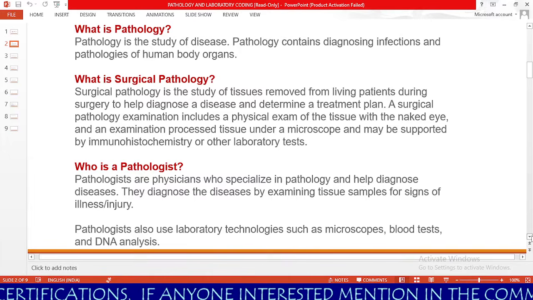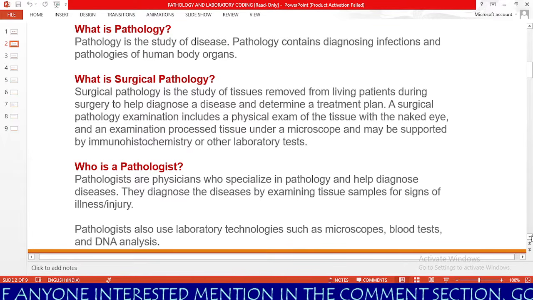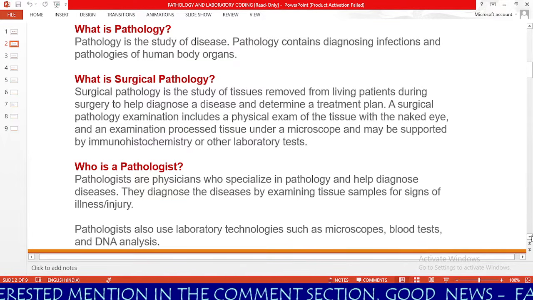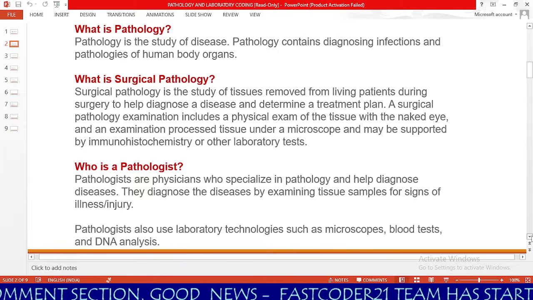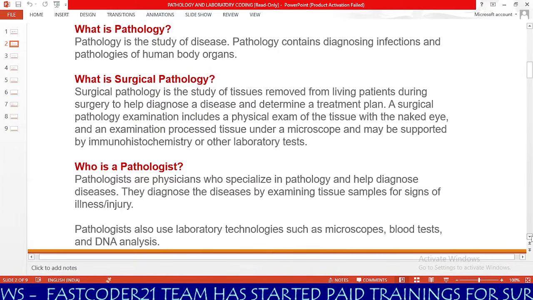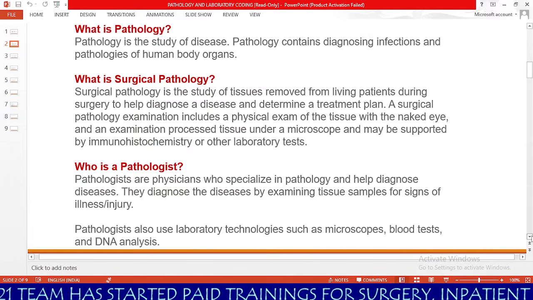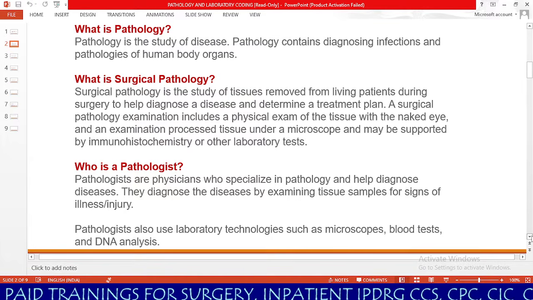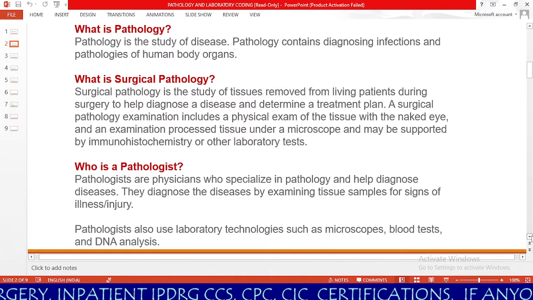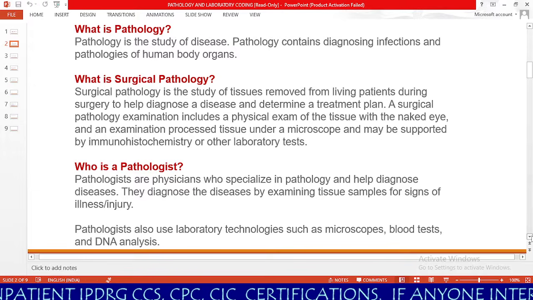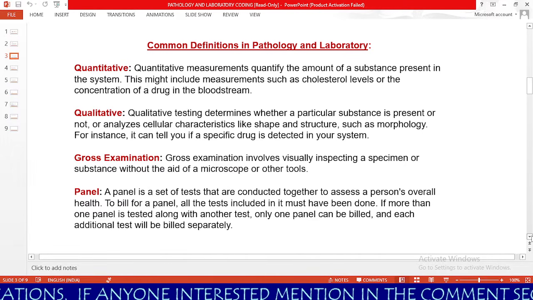Basically, pathologists diagnose diseases by examining tissue samples for signs of any illness or injury. As a pathologist, their main input is the tissue sample and their output is the disease process they find in the pathology sample. In order to find the disease process, pathologists generally use microscopes, blood tests, and DNA analysis. So basically, a pathologist is also a physician. Whenever we do ICD-10-CM coding from pathology reports, we need to code it as a confirmed diagnosis, as the pathologist is also a physician.